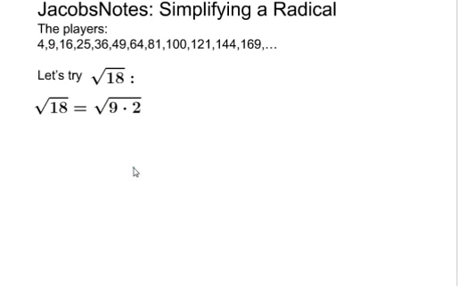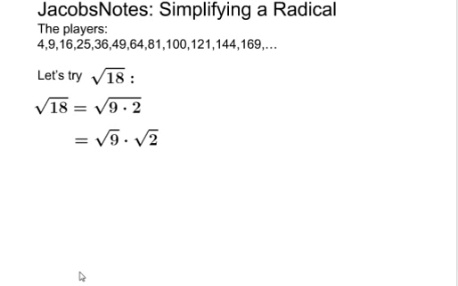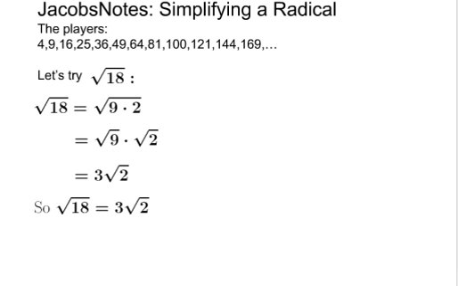Why? Well, remember, we can split a square root up over multiplication. So square root of 9 times 2 is okay to write as the square root of 9 times the square root of 2. And since we cleverly chose numbers from our player list up here, now that I've split this up, I can easily take the square root of 9. The square root of 9 is simply the number 3. So, square root of 18 equals 3 times square root of 2.